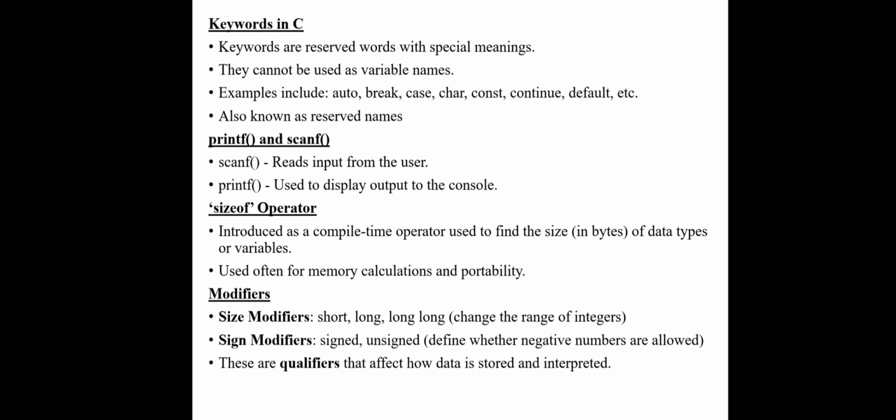Modifiers in C. Modifiers are keywords that change the properties of the basic data type to control how data is stored, how much memory is used, and how large the range of values can be. There are two major types of modifiers. Size modifiers: short, long, and long long. They can change the storage size of integer data types. Sign modifiers: signed and unsigned. They define whether negative numbers are allowed.